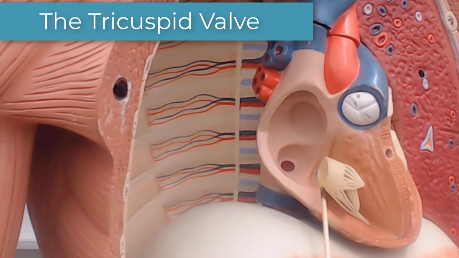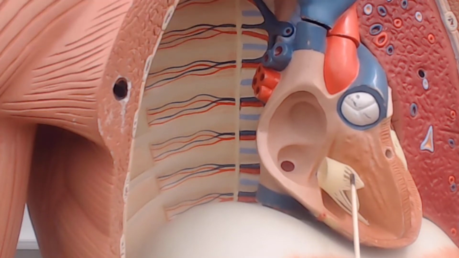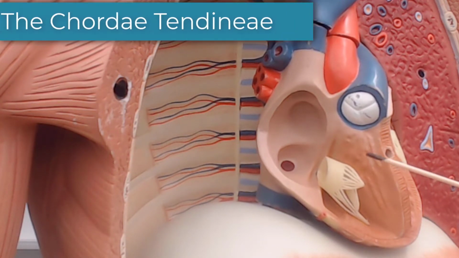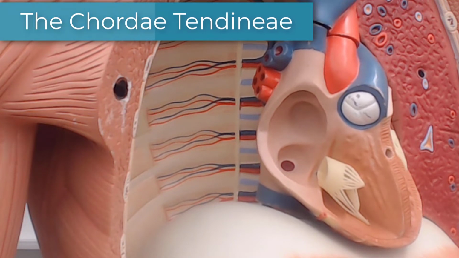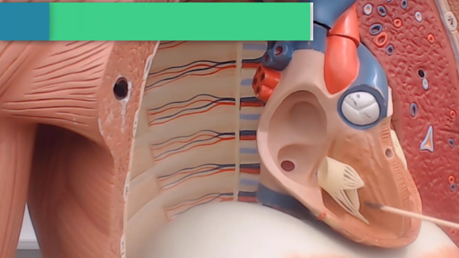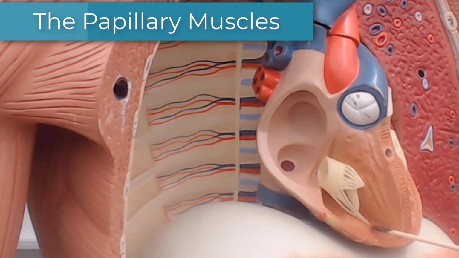Now the tricuspid valve has these little strings on it. And if you guys ever heard the term, you're pulling on my heartstrings, this is actually where you get that saying from, because we actually do have strings. These strings are called the Chordae Tendineae. Now, the Chordae Tendineae are going to be attached to muscles here called the papillary muscles.